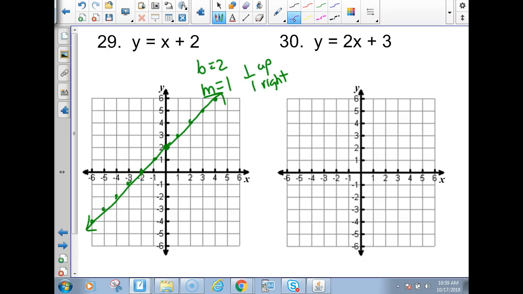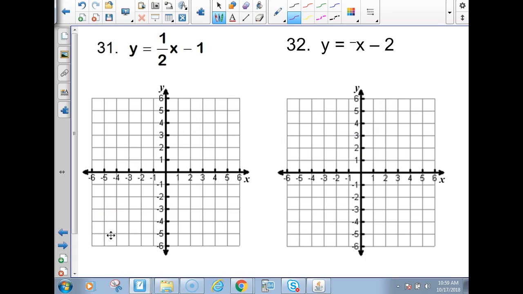Okay, why don't you try 30, see if you graph it correctly. So this is what your line should have looked like. Any questions about number 30? All right, 31, you start at -1. Slope of 1/2 will be up 1 and 2 to the right. -1, up 1, right 2. Down 1, left 2.